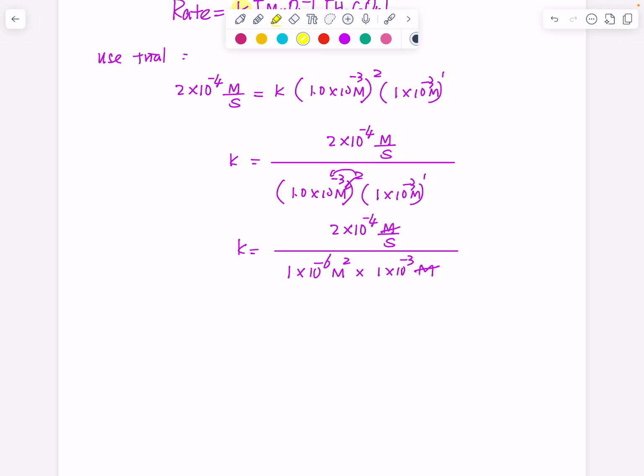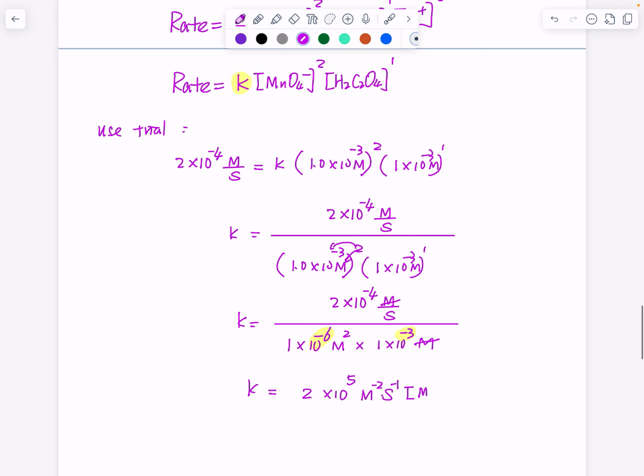Of course, when you have exponents, you're gonna add, right? Because that's negative 9. It's on the denominator, flip back up, that'll be positive 9. Then positive 9 plus the negative 4, that becomes positive 5. So K will equal 2 times 10 to the power of positive 5. Units will be molar negative 2 multiply second negative 1, and then the rest of the rate law expression, MnO4 raised to the power of 2 multiply H2C2O4 raised to the power of 1.